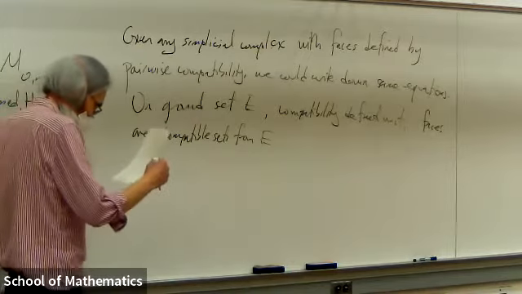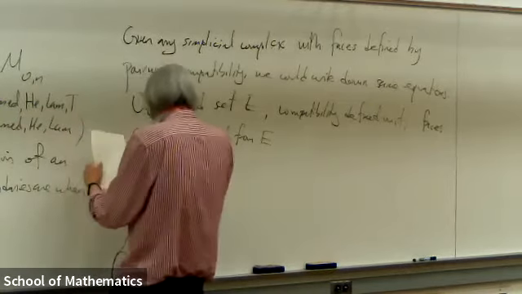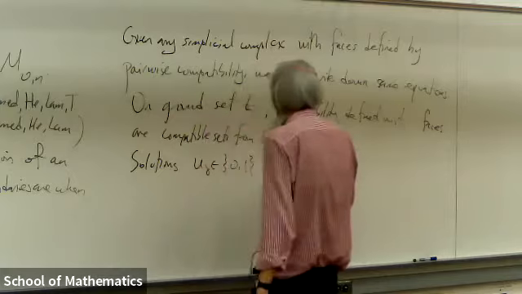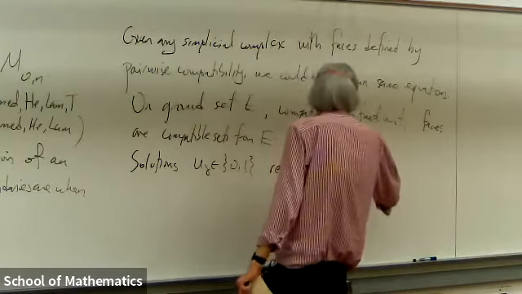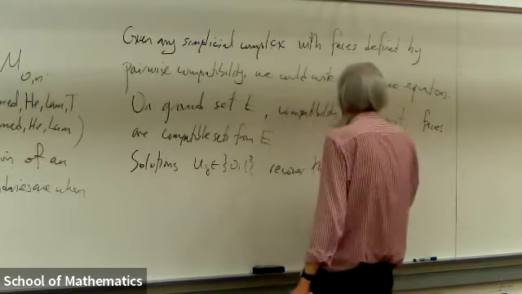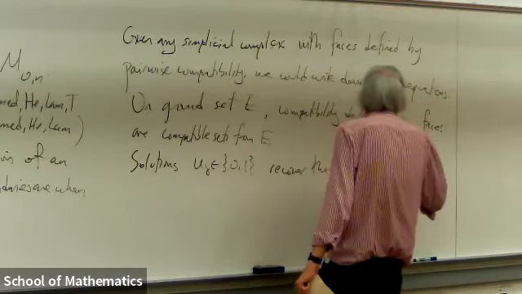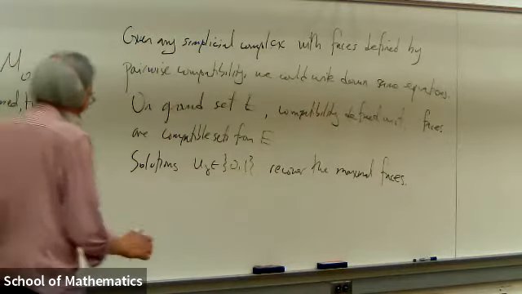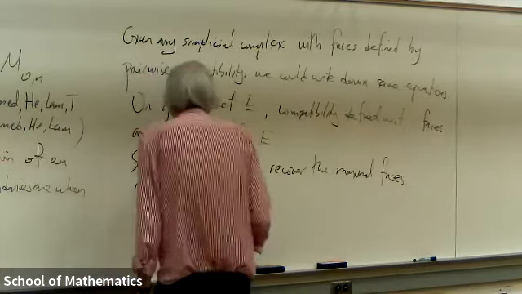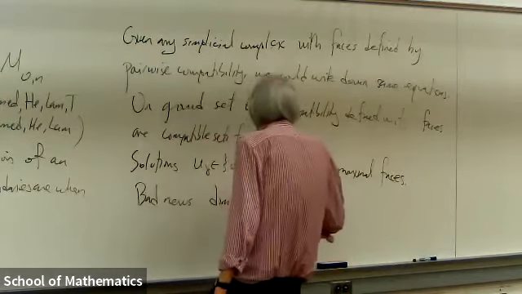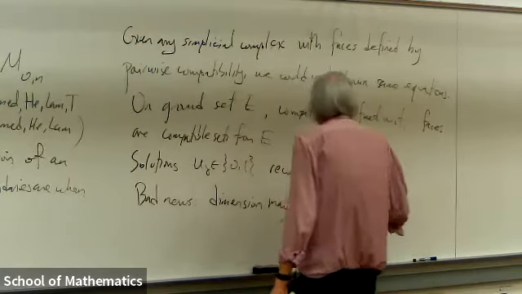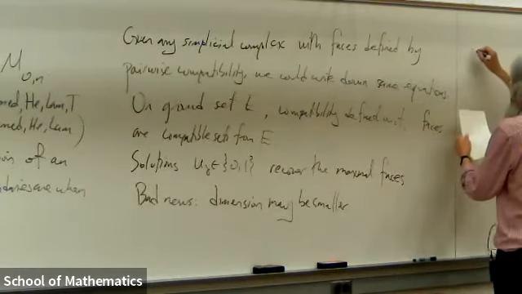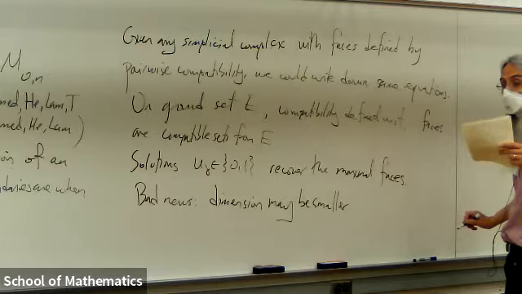The bad news is, well, there's a piece of good news. The good news is the solutions with U gamma being 0 and 1 do recover the complex, the maximal faces. For exactly the same reason that it worked for the non-crossing curves, it works here. The bad news is the dimension may be smaller. And so let me just explain what happens. Well, if you look at the dimension, it can be smaller than the dimension of the simplicial complex.